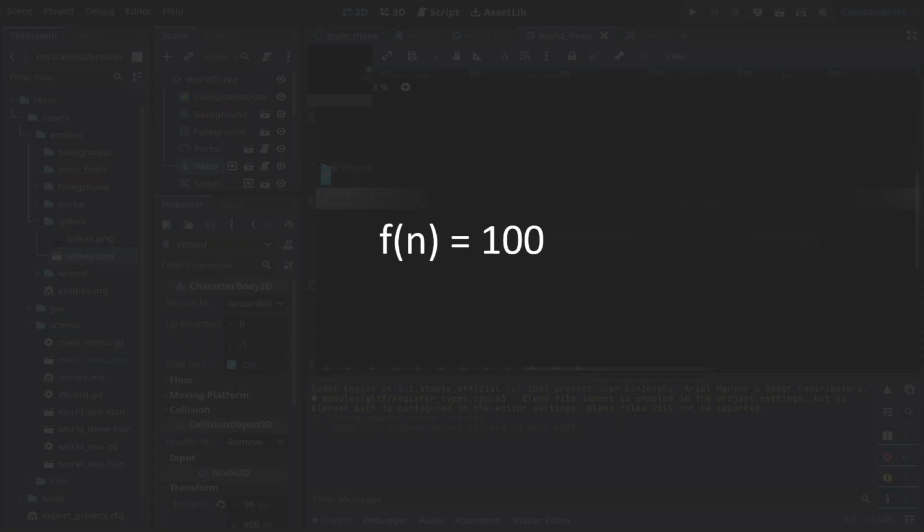So from here, f(n) = 100. So there's no n attached to this. This is just 100. So this is considered a constant. So this would be O(1).